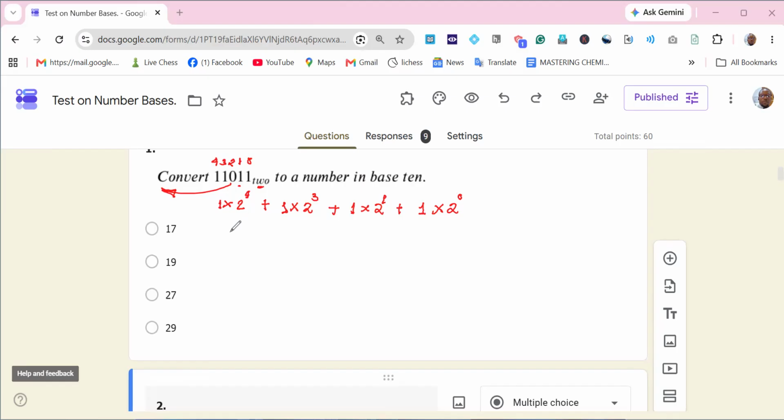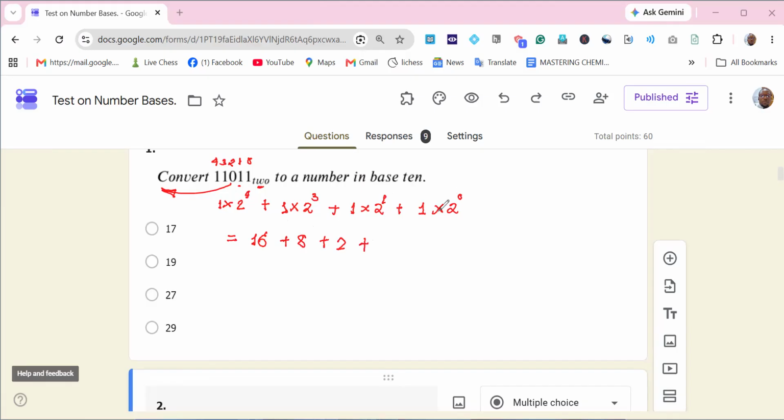So this is going to give us 2 to the power 4, which is 16. Multiplied by 1 gives us 16. Plus the next one, 2 to the power 3, that's 8. 8 multiplied by 1 gives us 8. We'll proceed in that manner. 2 to the power 1 is 2. That 2 multiplied by 1 gives us 2.